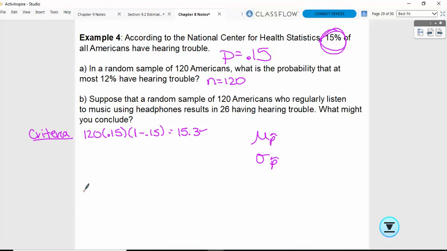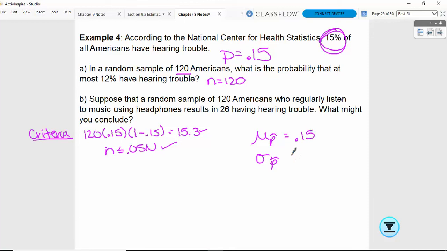So what if it doesn't? Then we can't do it. We just can't do it. Yeah, say we don't know. You could just say it's not normal, so we don't know yet how we would approach something like that. Second condition has to be less than 5% of the population. If I'm talking about all Americans, would 120 be less than 5% of the whole population? Yeah. So our criteria is good.